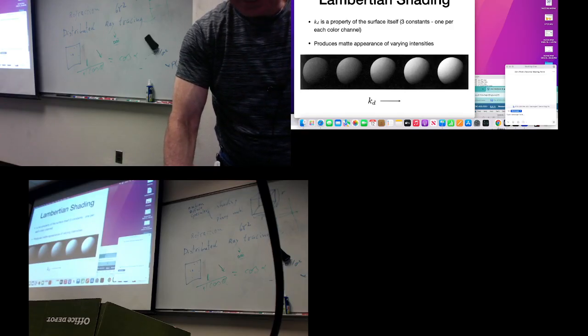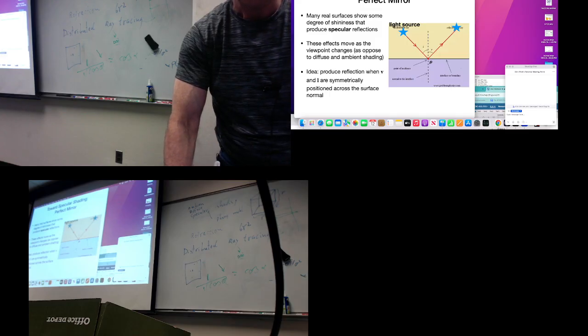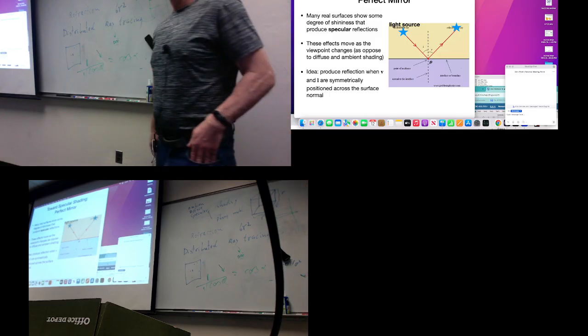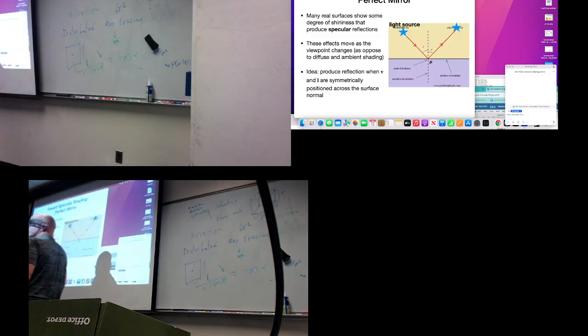Okay, so far with ambient shading, we had this slide before. Am I going down? Yeah. Okay. And I'm done with diffuse shading, moving into specular shading.